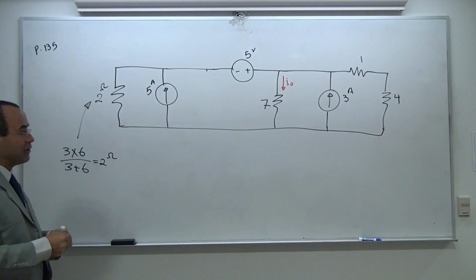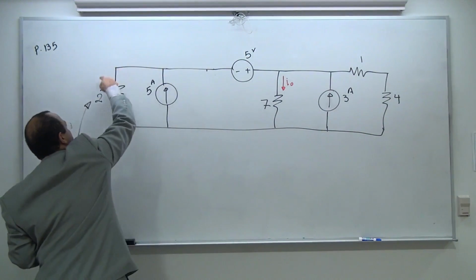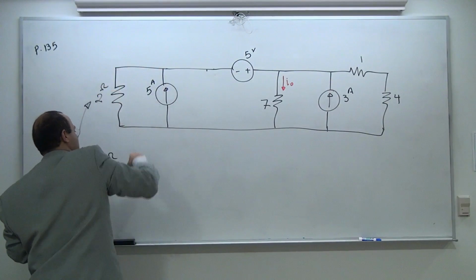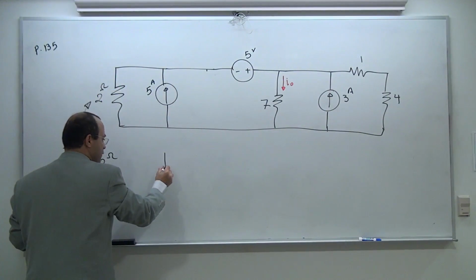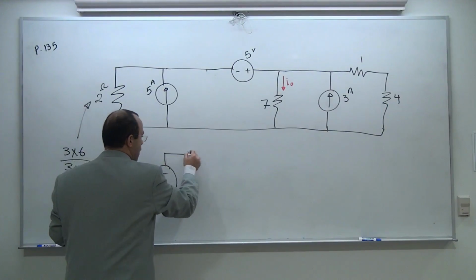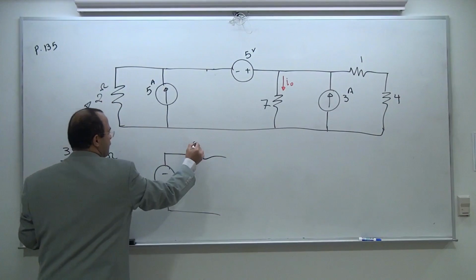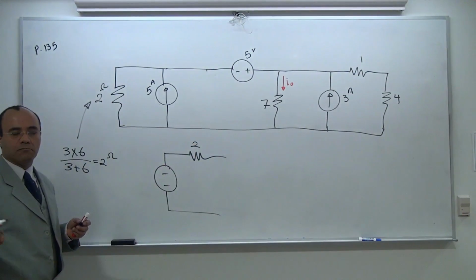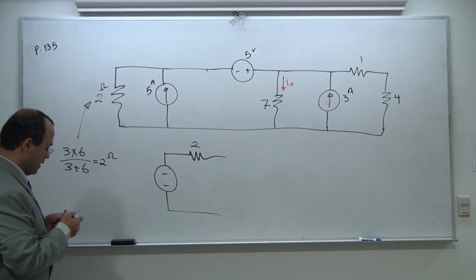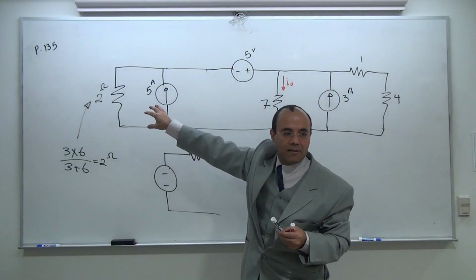Now you can see my challenge. There is nothing I can do with these guys. I have to do a transformation on this side. So I'm going to have a voltage source. What is the polarity? I don't know. I'm going to have a resistor. The resistor value is very fast to find. It's 2 ohm.